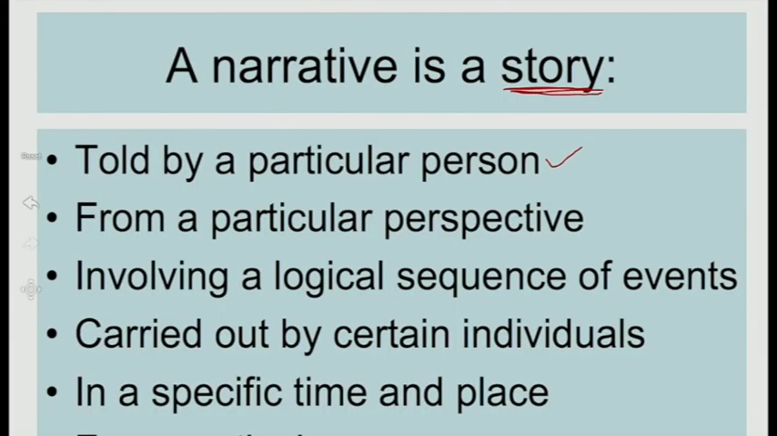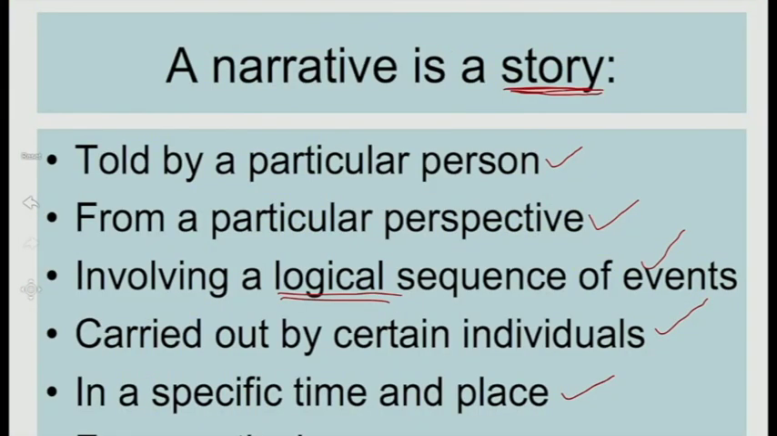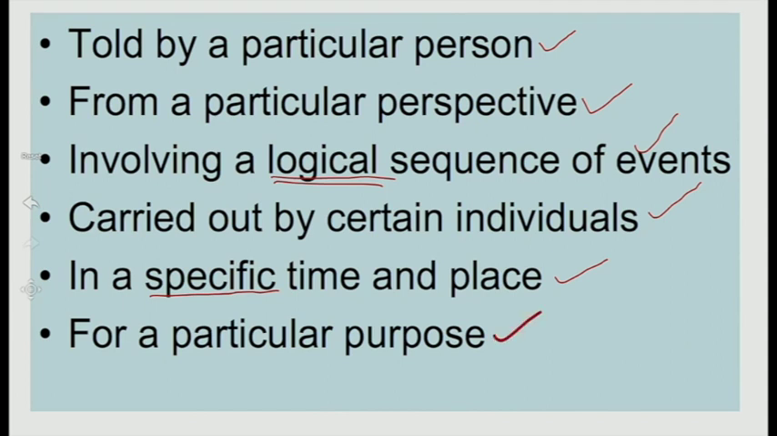So a narrative is a story, but what kind of a story is a narrative? It is a story that is told by a particular person from a particular perspective. And again, that story involves a logical sequence of events. Underline this one, logical sequence of events. And then again, it is carried out by a certain individual. What is carried out by certain individuals? It is whatever happens in the events, the events that happen in the story, they are carried out by certain individuals. And again, they do that in a specific time and place. Mind this, specific time and place. And also finally, for a particular purpose. So there should be that purpose of telling the story.